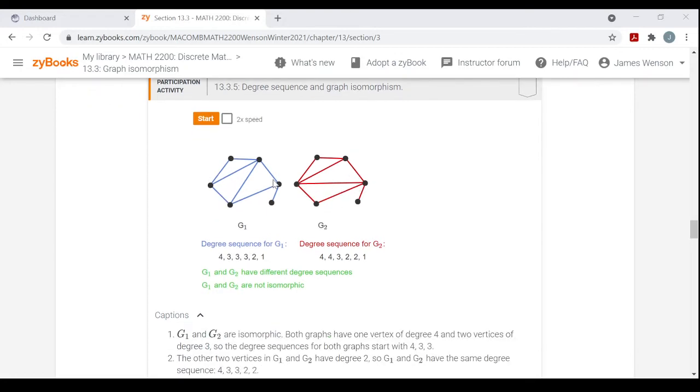So here they give us an example where here's a graph in blue, here's a graph in red. They've got the same number of vertices, the same number of edges, so they might be isomorphic. But notice they do not have the same degree sequence. And if they don't have the same degree sequence, this was the contrapositive, the one that was true, then they're not isomorphic. You cannot find a bijection between the vertices that will preserve all the edges.